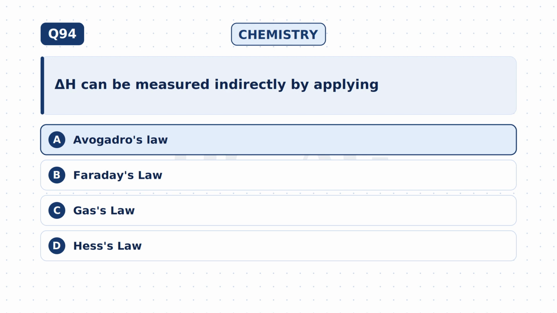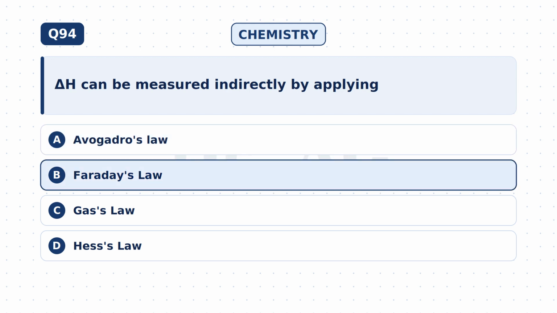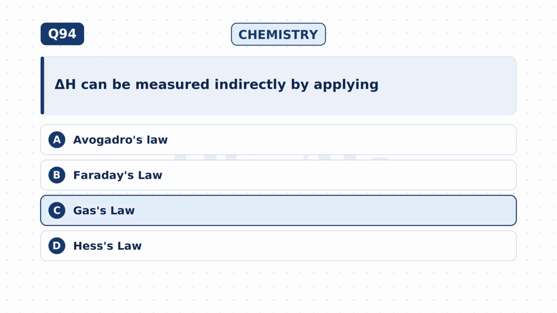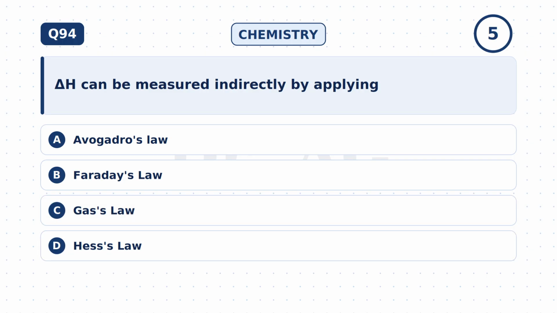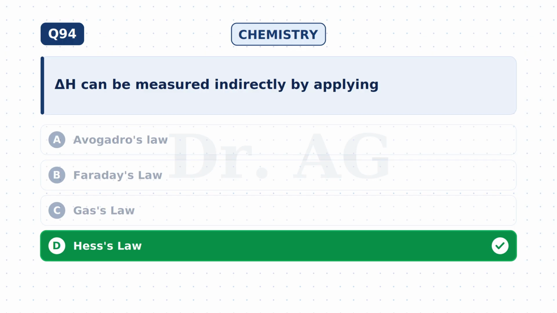Question 94. Delta H can be measured indirectly by applying. Option A, Avogadro's law. Option B, Faraday's law. Option C, Gay-Lussac's law. Option D, Hess's law. The correct answer is D, Hess's law.